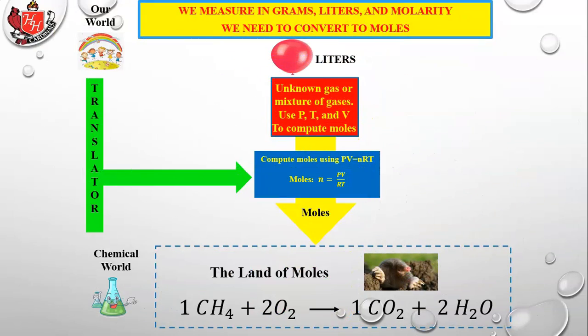So we're focusing on this middle arrow, using the gas laws, solving PV equals nRT for n, we can get the number of moles, and then we can work within the chemical equation.